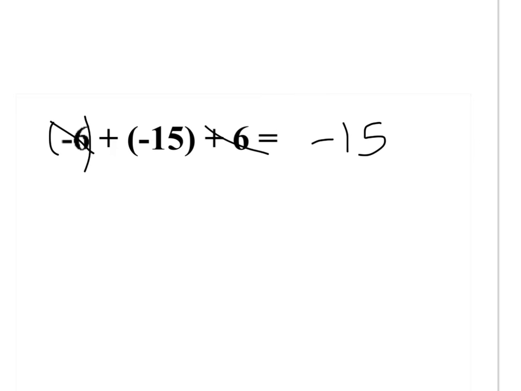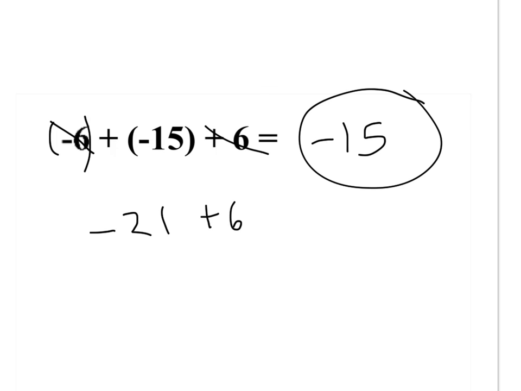We could do negative 6 plus negative 15, which is negative 21. Negative 21 plus 6 is still negative 15. We could do negative 15 plus 6, which is negative 9. Negative 9 plus negative 6 is negative 15. Okay? It doesn't matter how you do it, but you have to show your work. One, so if you get it wrong, I can help you fix it. Two, if you're showing your work, then you're probably not going to get it wrong. So make sure you're showing your work on every problem today. Do it just like I do it.